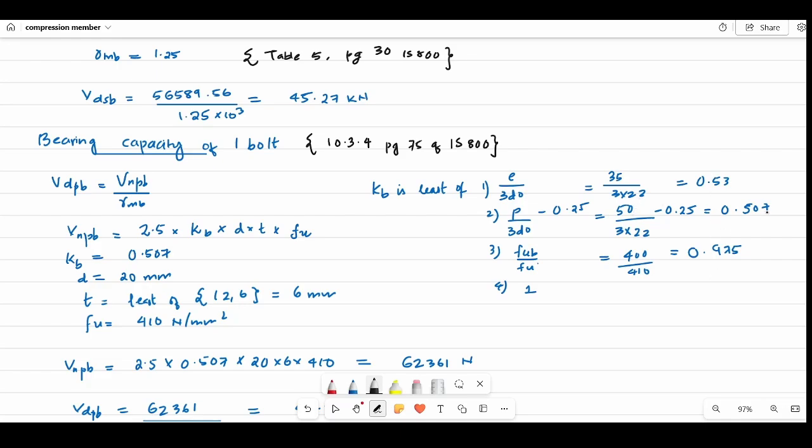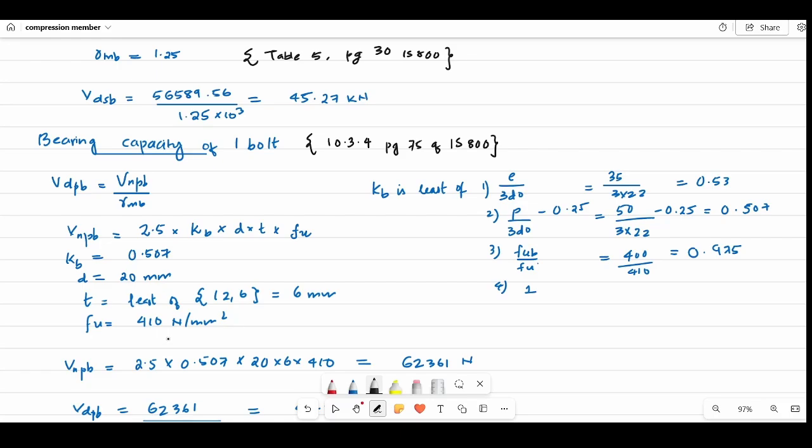In this, the least value here is 0.507. That will be used in our calculation of the nominal bearing capacity. And d is the nominal diameter of the bolt, which is 20 mm, and t is the minimum thickness of the members. There are the gusset plate and a single angle member, and the thickness of the angle is 6 mm and the gusset plate is 12 mm. So the minimum value of t will be 6 mm.